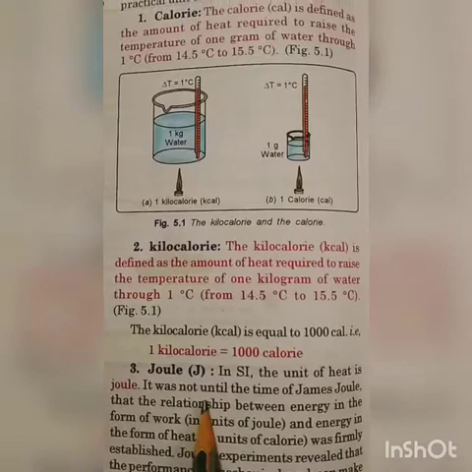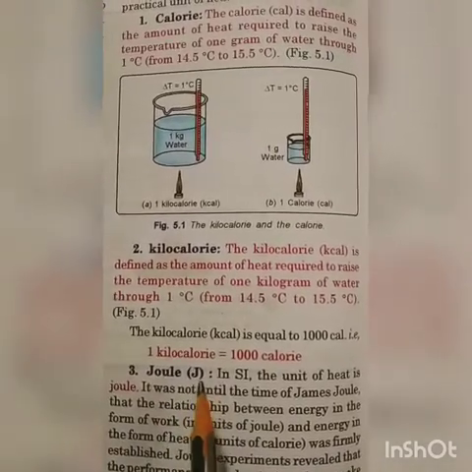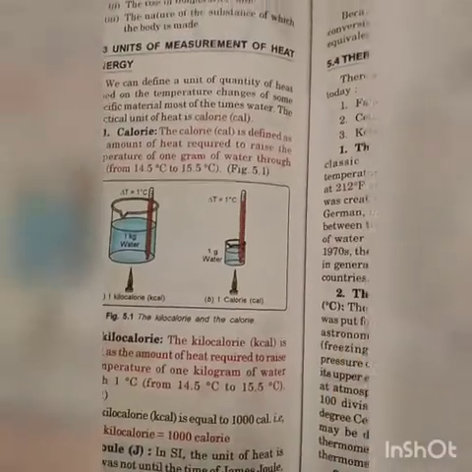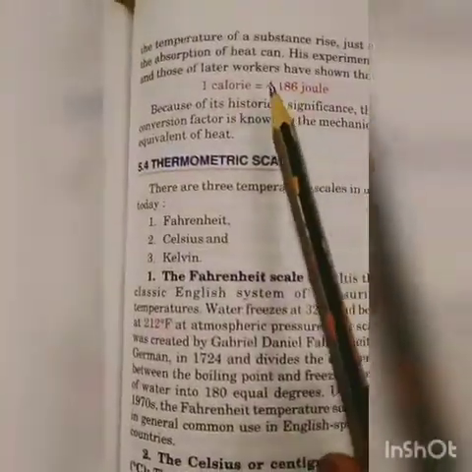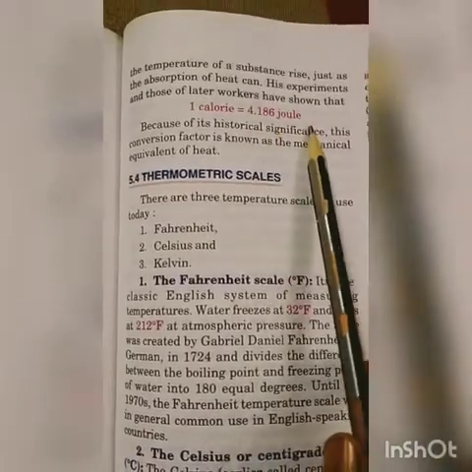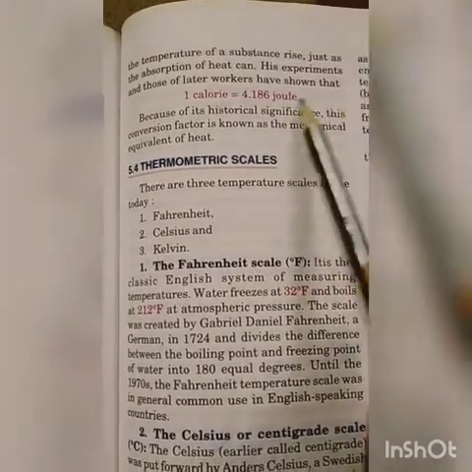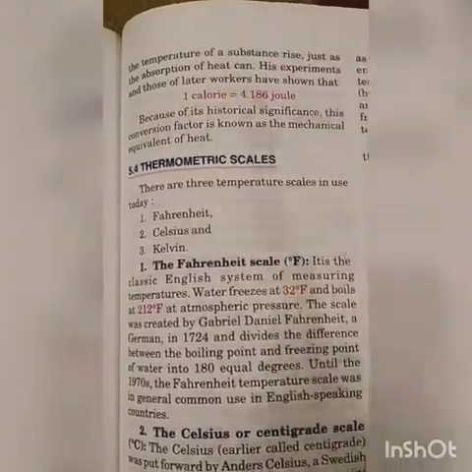How much is 1 joule in terms of calorie? So it's 1 calorie equals 4.186 joule. Okay, so we can convert a calorie into joule.